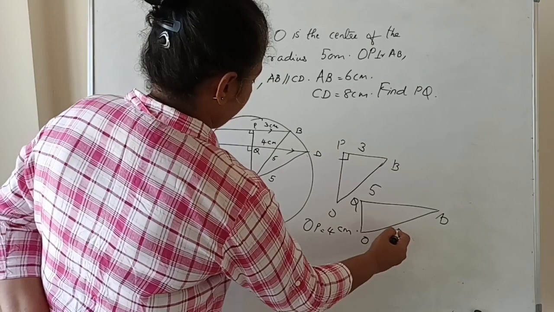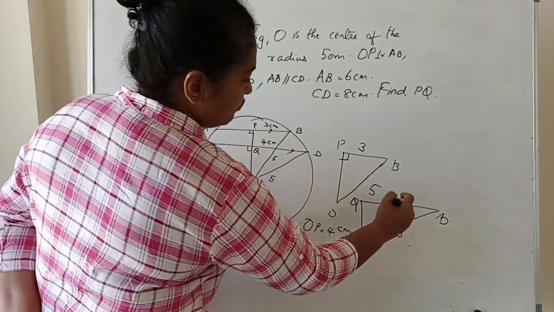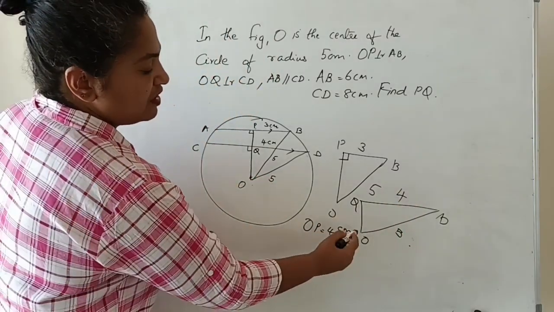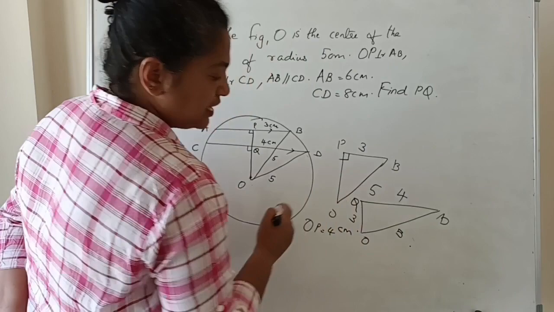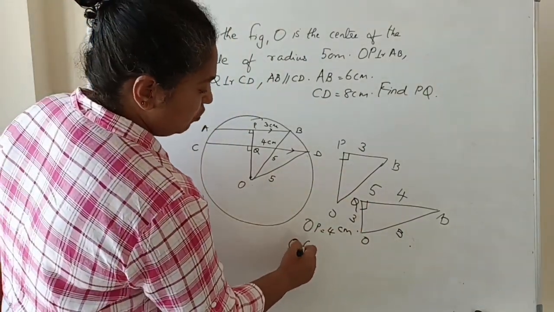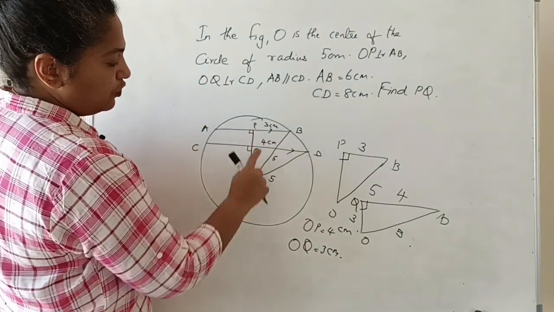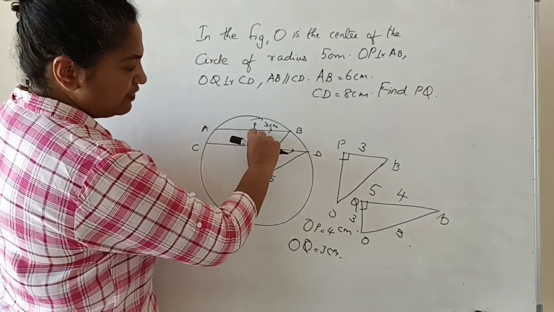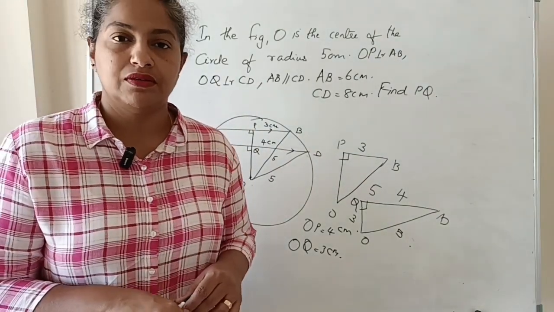This is 5, right? And we know the measure of QD is 4. So what can you say about the measure of OQ? It is the square root of 25 minus 16, which is 3, because this is a 90 degree, a right angle triangle. So I know that OQ is equal to 3 centimeters. OP is 4 and OQ is 3. So what is PQ? It is OP minus OQ, which is 1 centimeter.